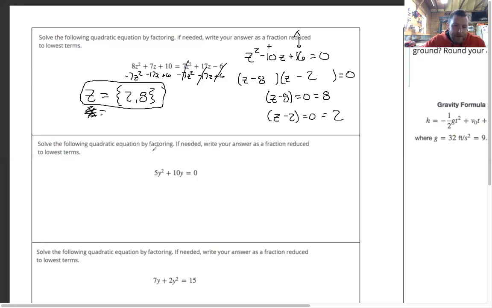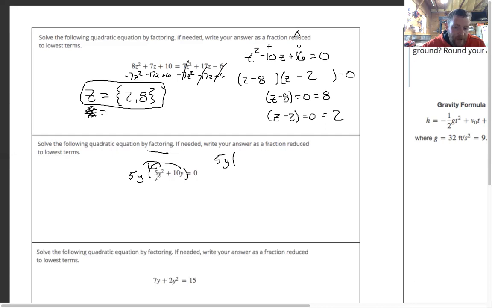Okay, the next one, it's going to solve by factoring. Again, you could do it similar to that. But notice you can factor out some stuff before we even start. If they have a greatest common factor, you can pull that out. So what goes into 5 and 10? Well, 5 does. So I can pull out a 5. Notice how this has a y and this has a y. I can pull out 5y. So I'm going to pull out 5y out of both.